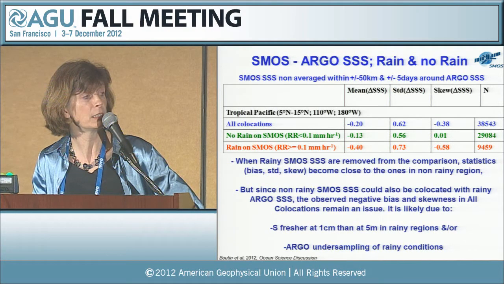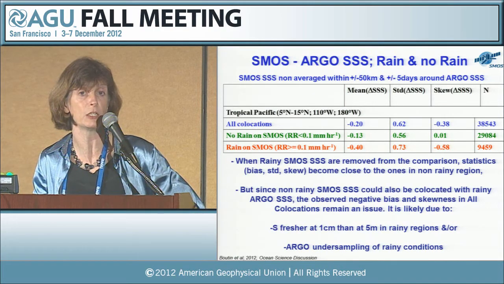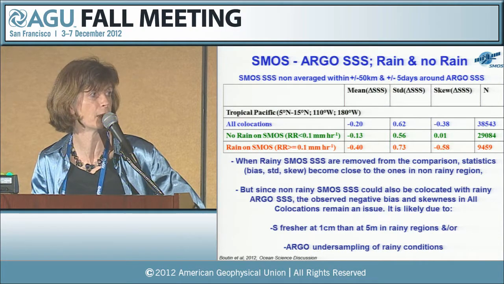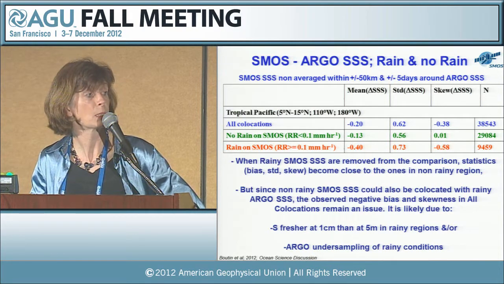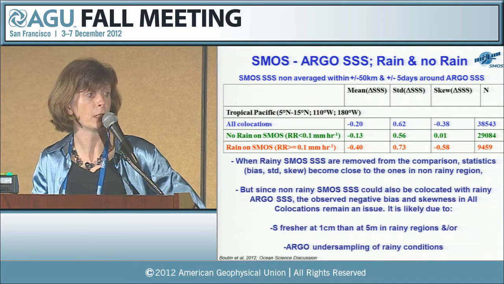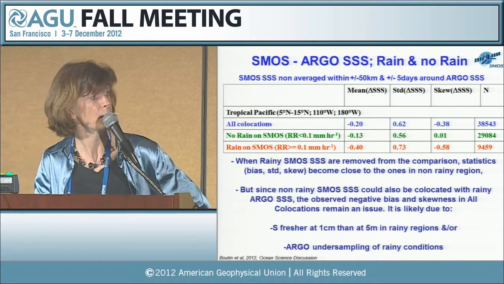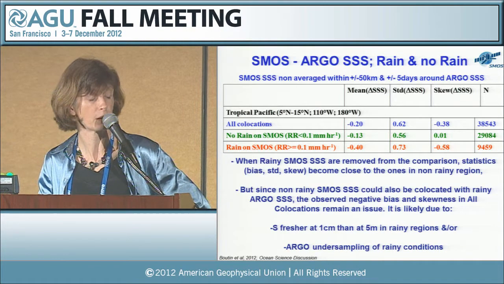Either that the salinity is fresher at 1 centimeter depth than at 5 meter depth in rainy regions, and we already observed from in situ measurements that it is the case. And the other thing is that there is an Argo undersampling of rainy conditions, and as mentioned by others this morning, the Argo sampling is not perfect.